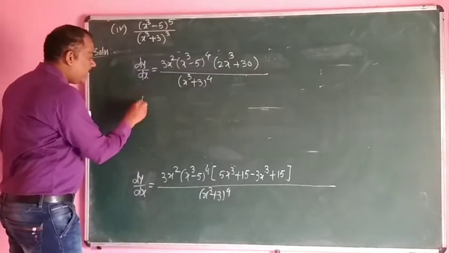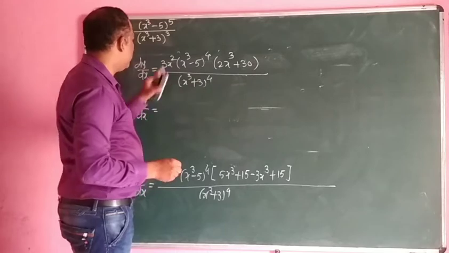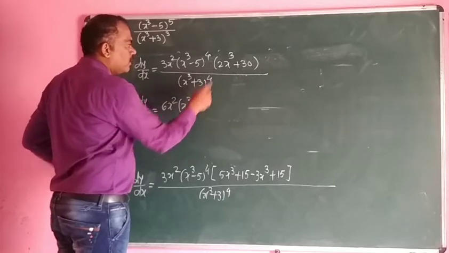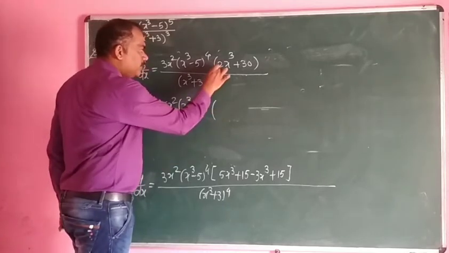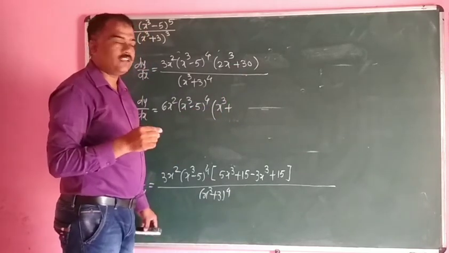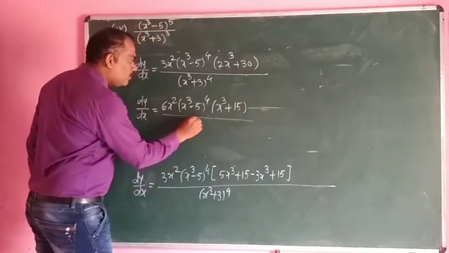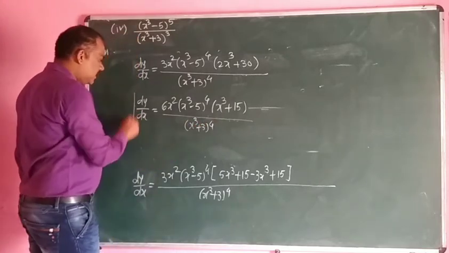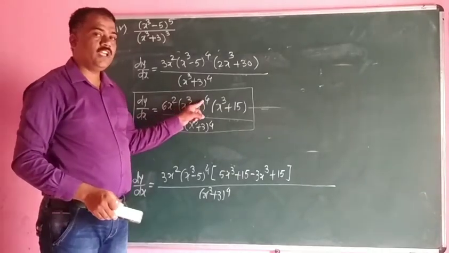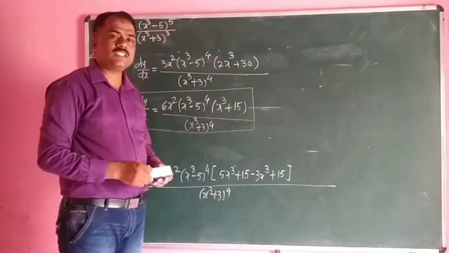That is what, dy by dx is equal to, from this we have to take 2 common, so 2 into 3, that is 6x square into (x cube minus 5) raised to 4. From this we take 2 common, what is remaining, x cube, plus from 30 we take the factor 2 common, so remaining 15, whole divided by (x cube plus 3) raised to 4, which is the required answer. What is the answer? 6x square into (x cube minus 5) raised to 4 into (x cube plus 15) divided by (x cube plus 3) raised to 4. Now we have to discuss the next example.